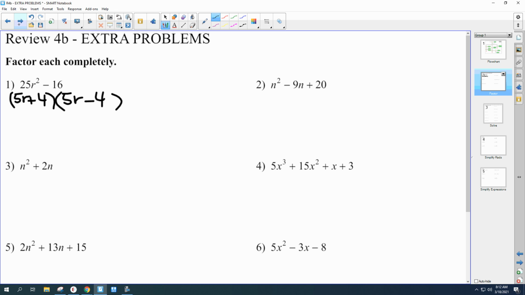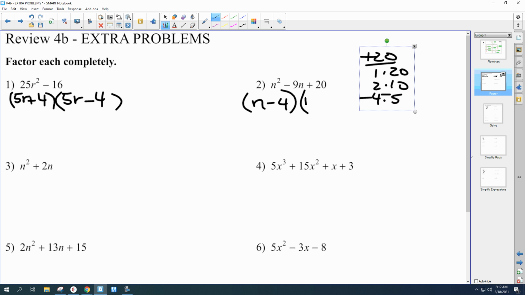Easy trinomial, you say, give me 2 numbers that multiply to 20 and add to 9. Looks like it's going to be 4 and 5. Multiply to positive 20, but add to negative means both of those numbers are negative. This factors into n minus 4 and n minus 5. Notice there's no equal sign, so I don't have to find what n equals. I'm just finished there, that's factored.